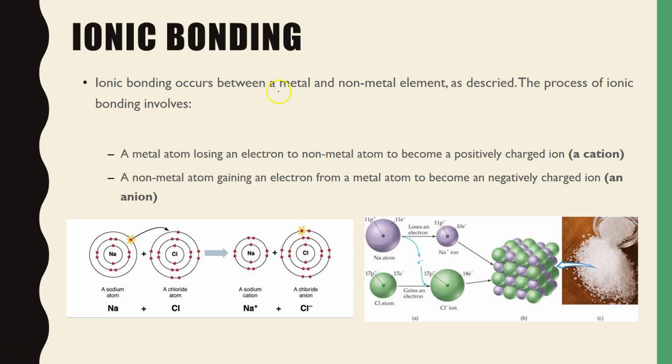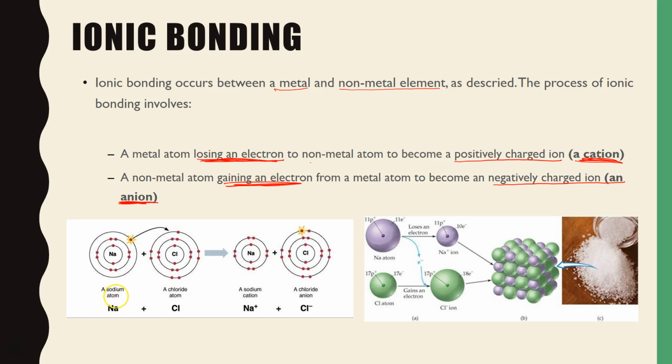Ionic bonding occurs between a metal and a non-metal element or atom. During the process, a metal atom will lose an electron to its non-metal counterpart, and the metal atom will become positively charged, meaning it's a cation. So the key part is that it loses one or more electrons. A non-metal atom will gain one or more electrons from a metal atom to become a negatively charged ion, or an anion. So the key part is that one's losing and one's gaining an electron.